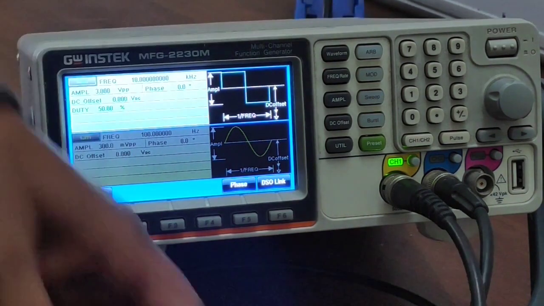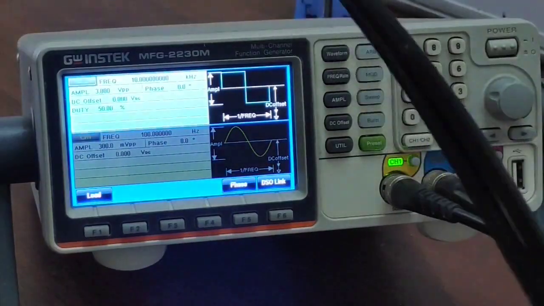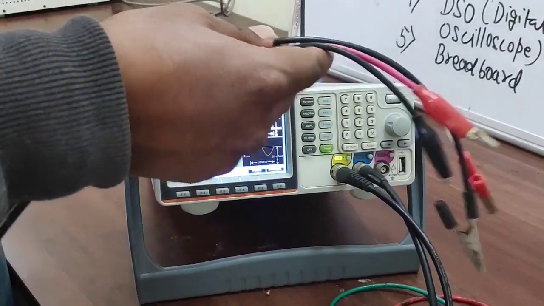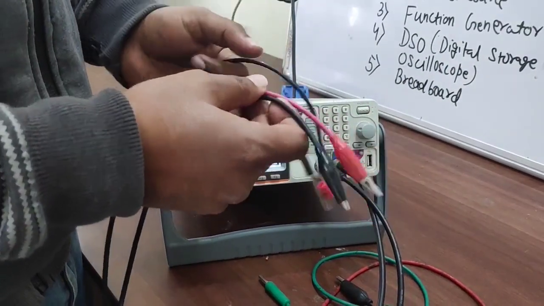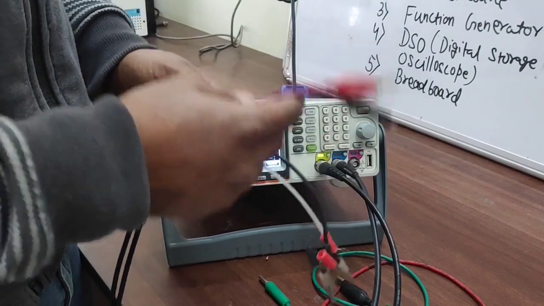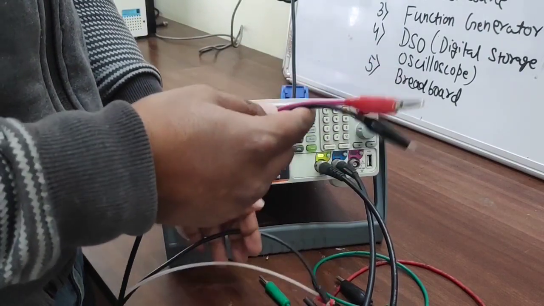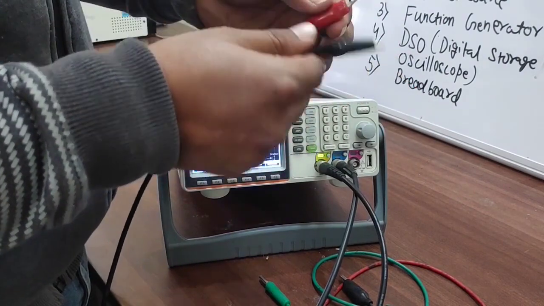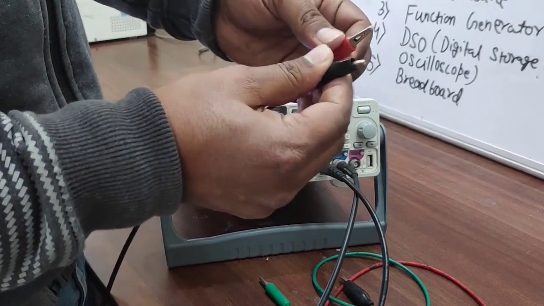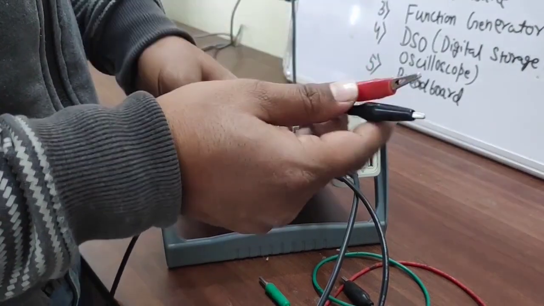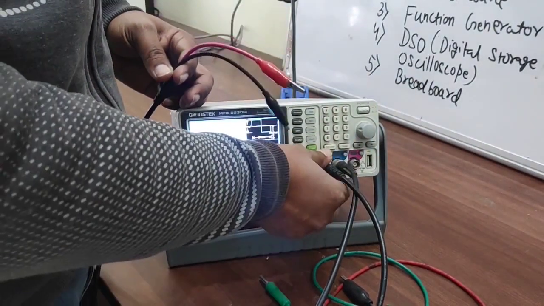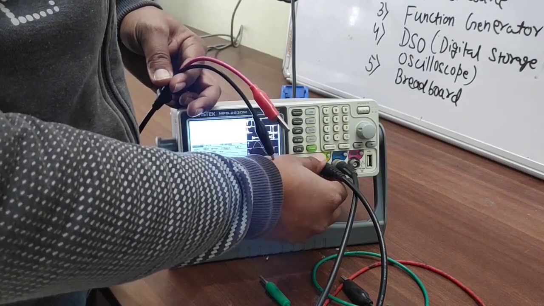So now one thing more, the wire of this function generator is called a probe wire. It has one end as a crocodile clip, and the other end is called a BNC connector.